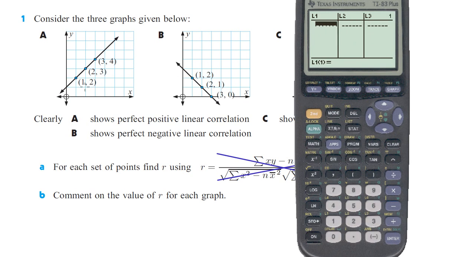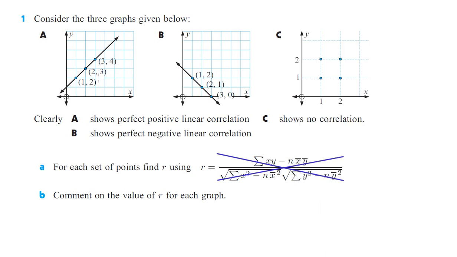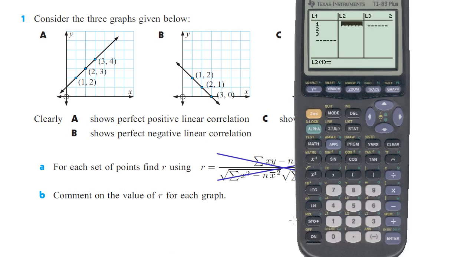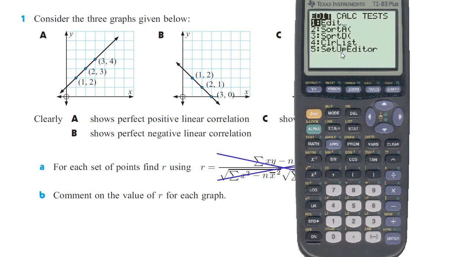So what we're going to want to do in list 1 is list all of our x's. So x's are going to be 1, 2, and 3. So 1 enter, 2 enter, and 3 enter. And then in list 2 is going to be all our y values corresponding with the x value. So we start with the 1 where the x is. So we go 2, 3, and 4 for our y values.